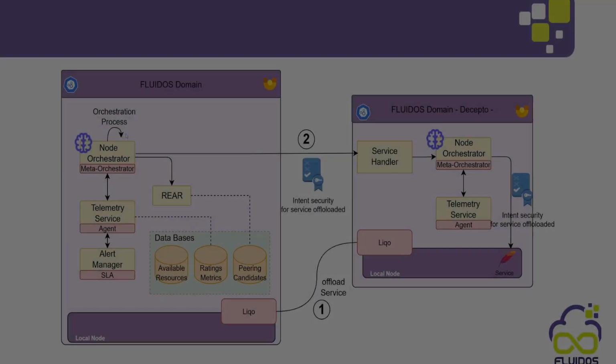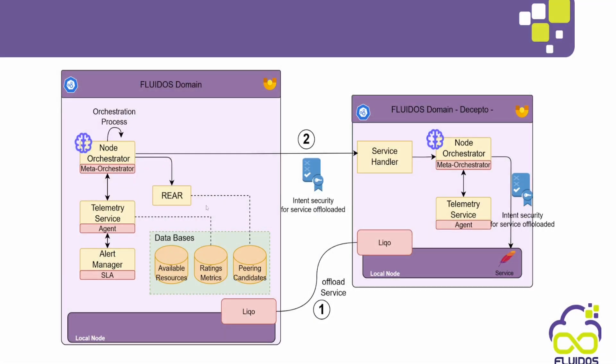In the next step, the local node deploys the application on the remote node by offloading it. Since the security configuration must be applied locally, the local orchestrator waits until the application is running, and then forwards the intent to the remote orchestrator. Now, let's see this in action.